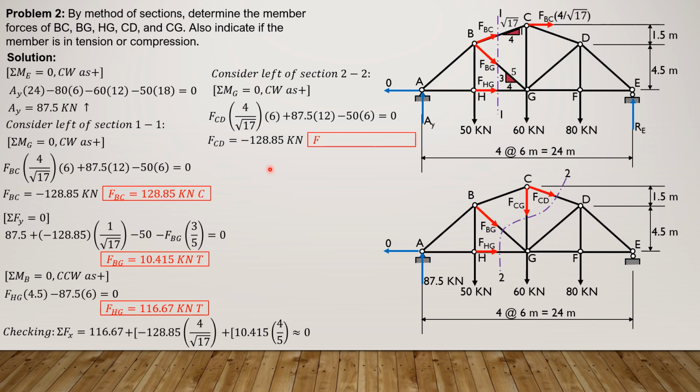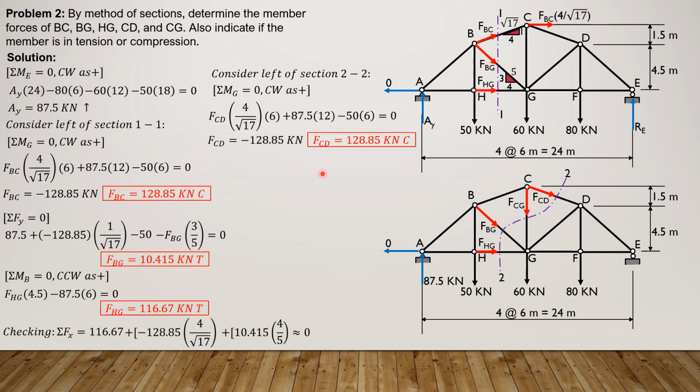Then having found FCD, so FCD is 128.85 kilonewtons compression. Supposedly, we can compute FCG by method of joints at C by summing up forces vertical. But you're free to do that, because I'm planning to solve this problem by purely method of sections. Only in other problems where there's no specific method that you are told to use.